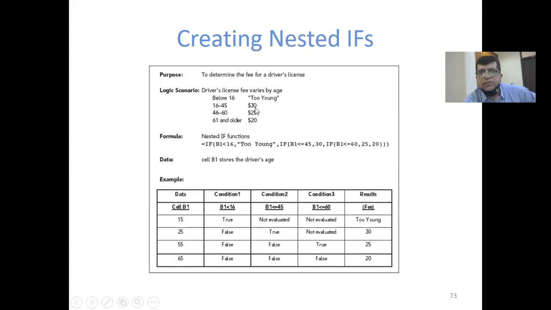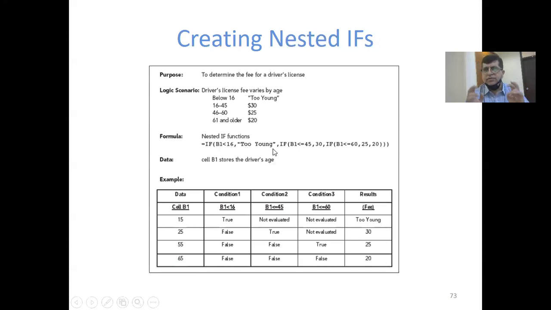For 16 to 45, the fee is $30. For 46 to 60, the fee is $25, and for 61 and older, the fee is $20. The majority of the youngsters are making trouble in driving, so the fee is high, and similarly the insurance is also high. So how does this nested IF work? If any cell is less than 16, we say too young.